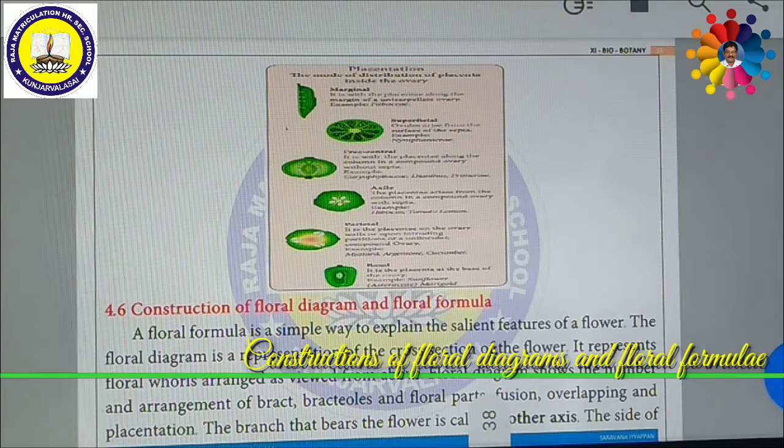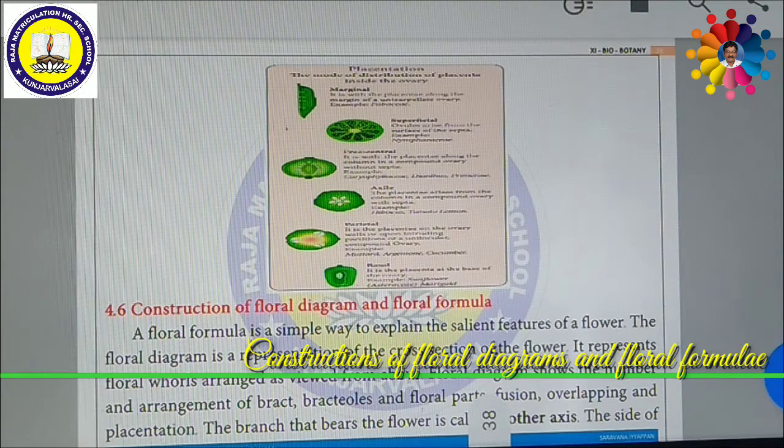Floral formula is a simple way to explain the salient features of a flower. The floral diagram is a representation of a cross section of a flower. Diagrammatic representation of a flower is nothing but floral diagram. It represents floral whorls arranged as viewed from above. If you take a cross section and see from the top, how it will be viewed, that can be drawn diagrammatically, and it is called a floral diagram.